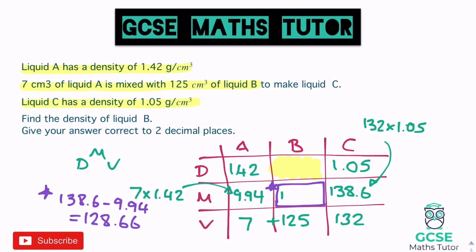So let's put that in there, 128.66. So slightly different approach there, just having to work backwards slightly, thinking about one of the ones in the middle. So now we can finish the question off.